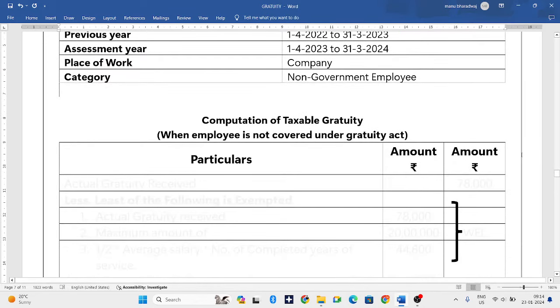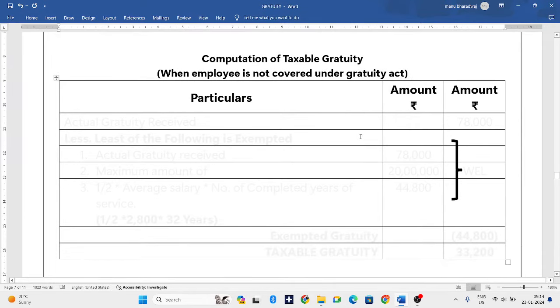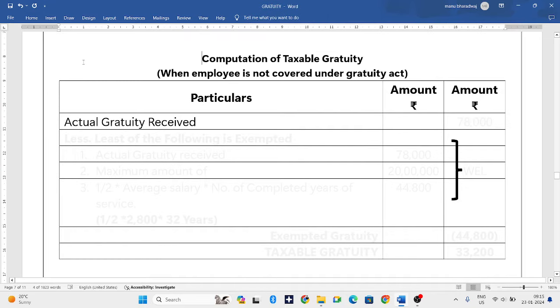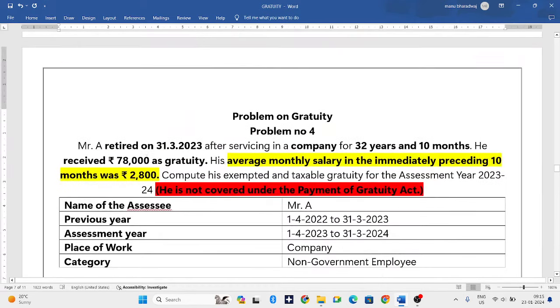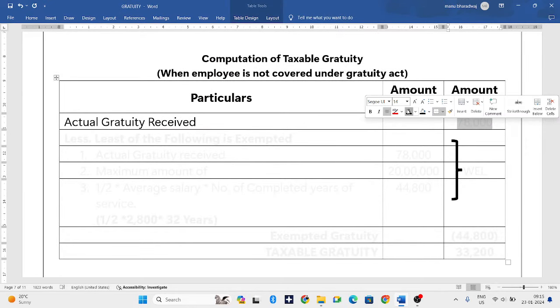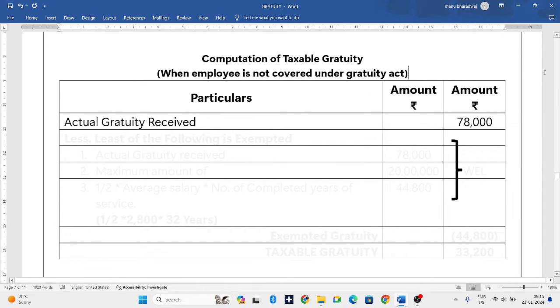So we do the computation of taxable gratuity when the employee is not covered under the Gratuity Act. So he is not covered under the Gratuity Act. First, what do we always have to write? First we have to write the actual gratuity received. In the question they have told that he has received 78,000 rupees as gratuity. So here the person is receiving 78,000 rupees as gratuity.